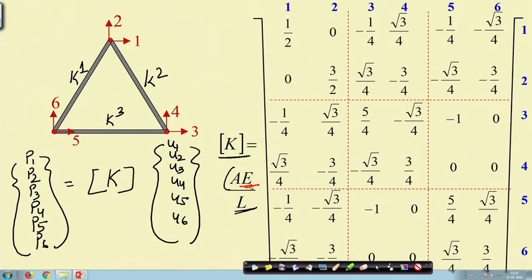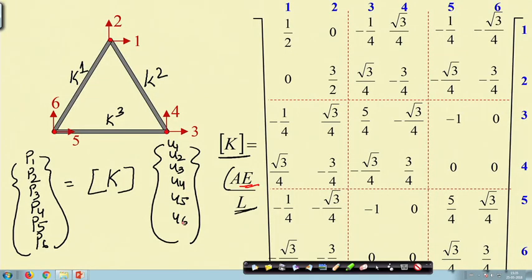Okay. Now, once we have the stiffness matrix, we have to give two other pieces of information. We have already given the information about the material property, and we have given the information about the geometry. The other two pieces of information required are the boundary conditions and the forces. Next, we see how to apply these boundary conditions.